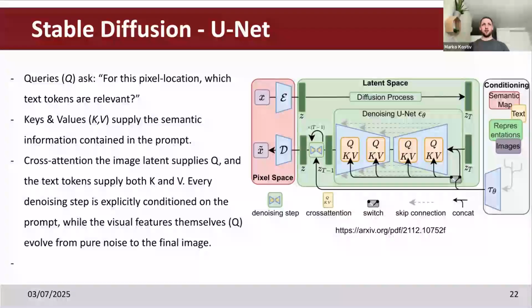This cross attention is driven by the image latents Q, and the text tokens supply K and V. And at every step, they are guiding this denoising process to answer those questions, like where this nice looking tree has to be embedded into the latent, and has to evolve from the pure noise that we got from the Gaussian sampling to the final nice looking image.